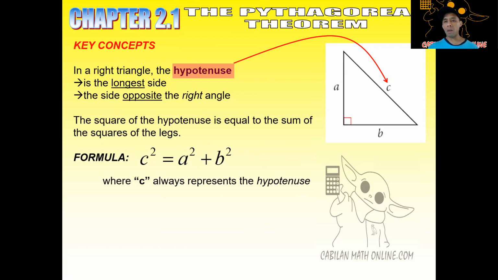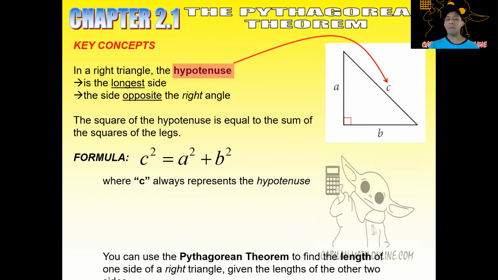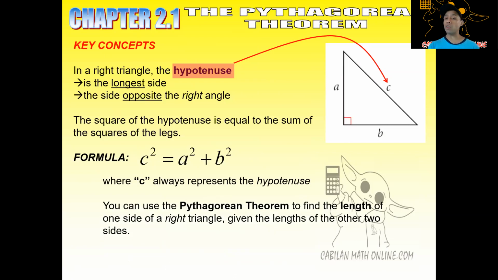In fact, in this diagram over here, as you can see, the A is on the side going up and down, and the B is on the bottom. In the examples I'm going to do for today, you will see that in most cases, I'm going to put the A on the bottom and the B on the side, just to show you that it doesn't really matter where you put the A and the B. But bottom line, the C is always going to be the hypotenuse. All right, and then we can use the Pythagorean theorem to solve for any length of the sides of a right angle triangle, provided that we have two of the three sides given to us.